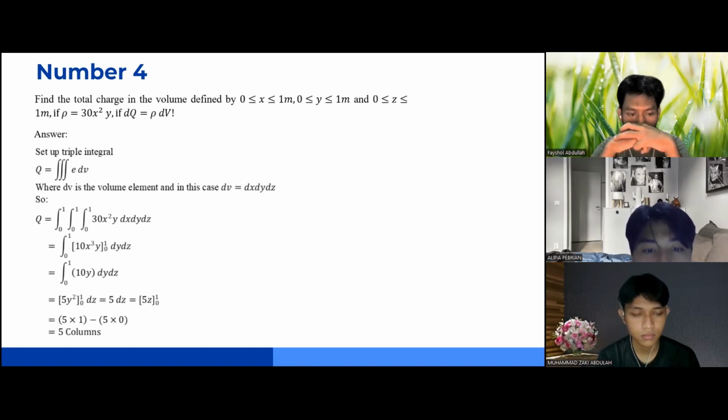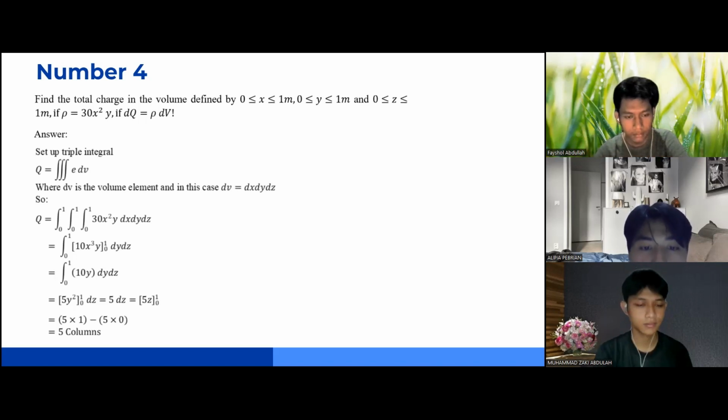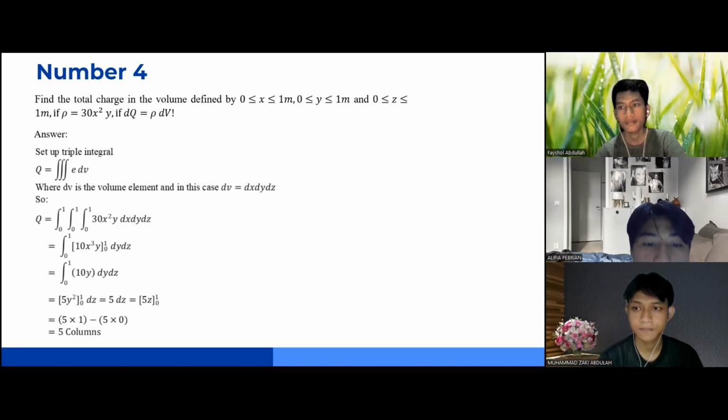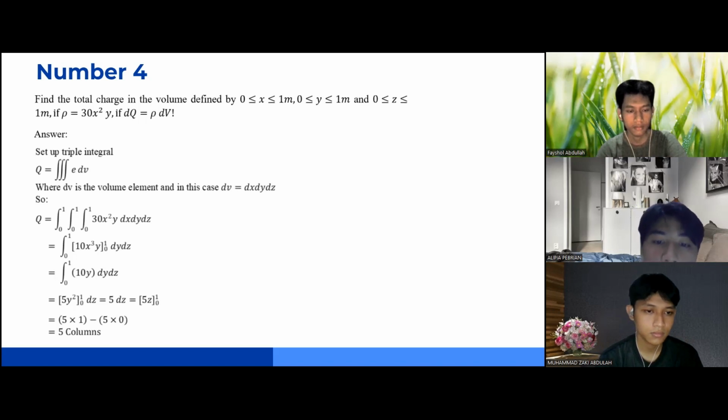And finally we integrate with respect to z, and Q equals [5z] from 0 to 1. So the total charge within the defined volume is Q equals 5 times 1 minus 5 times 0, and the result is 5 coulomb. Okay, next slide.